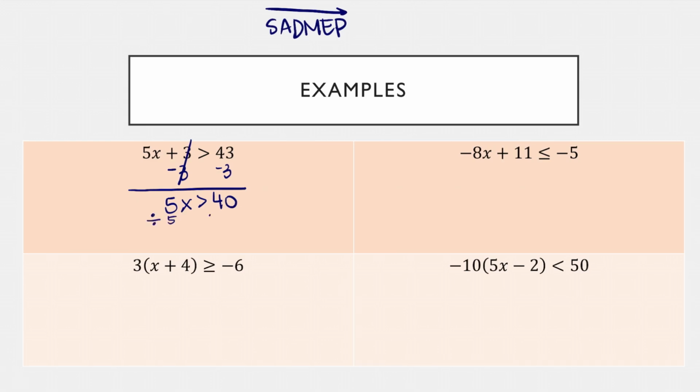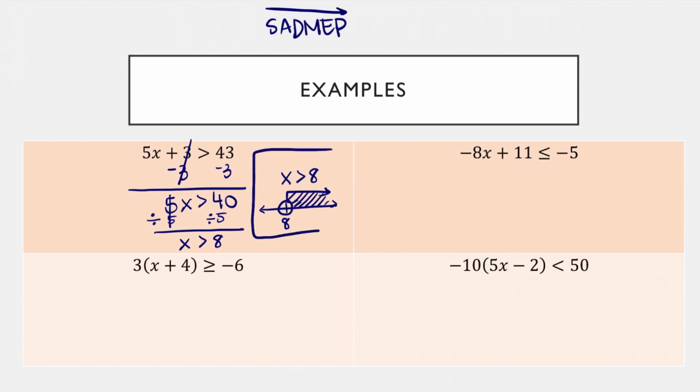And then I'm going to divide by 5 to get rid of that 5 in front of the x, and that gets rid of that. So now I have x is more than 8, and that would be my inequality. If I was to draw that on a number line, I would put an 8 here. It would be an open circle because it's not included, and because it says x is more than 8, I'm going to highlight the part that's on the right of 8, like this. So that would be my answer.